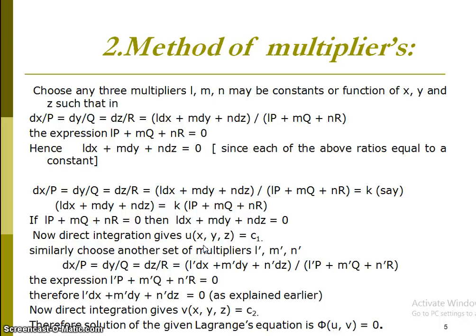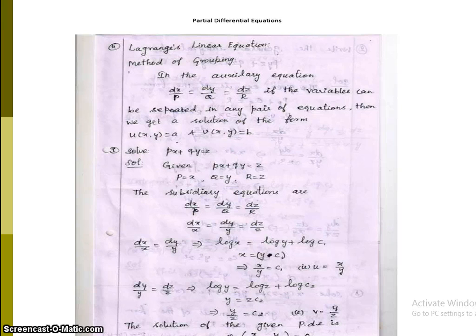Okay, I will explain the problem here. Next, first we can go through the method of grouping problems. The given problem is px plus qy equal to z. These are of the form Pp plus Qq equal to R. So P is nothing but x here, Q is nothing but y, R is nothing but z here. First we have to identify.